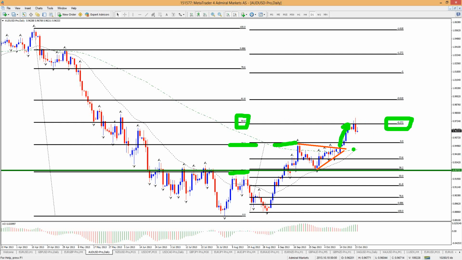And price indeed respected, as expected, the 50 fib. Not 100% of the time will price respect the 50 fib, but that is why, in my opinion, we should plan and coordinate our trading plan in such a way that we do take profit at that level, because the likelihood and probability of price respecting that level is high.